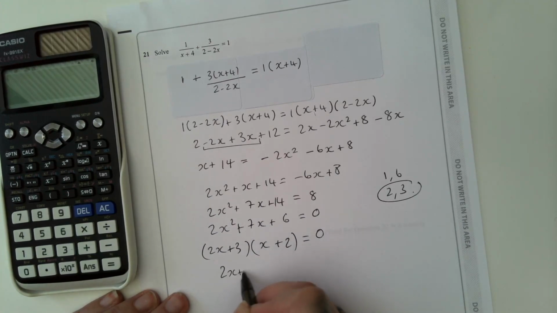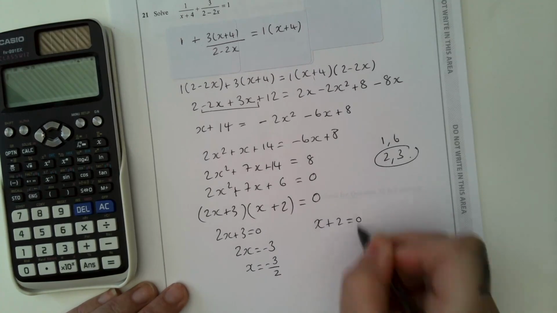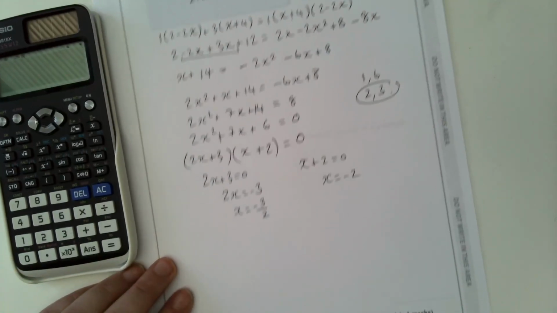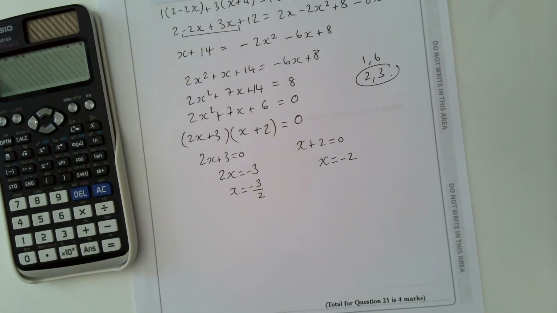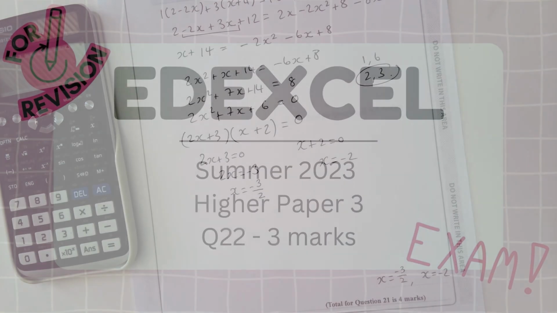So for this bracket equal to 0, 2x is equal to negative 3, so x is equal to negative 3 over 2. If the right-hand bracket is equal to 0, x is equal to negative 2. So we've got two solutions here. x equals negative 3 over 2 and x equals negative 2.